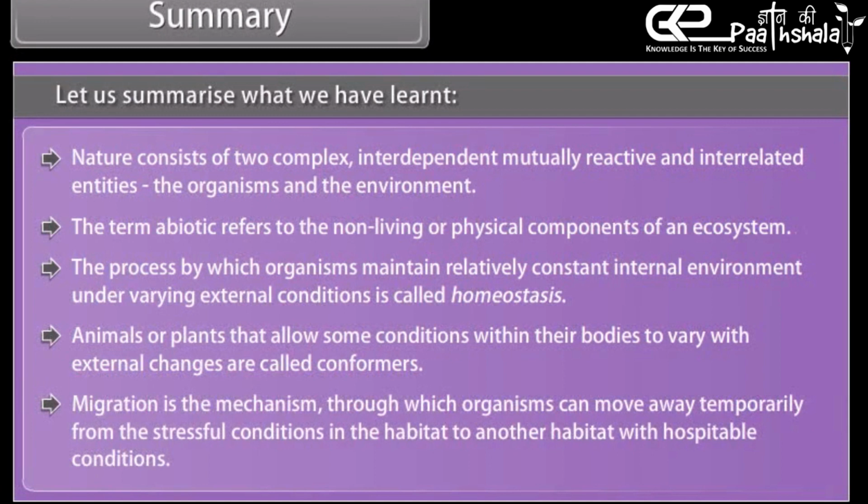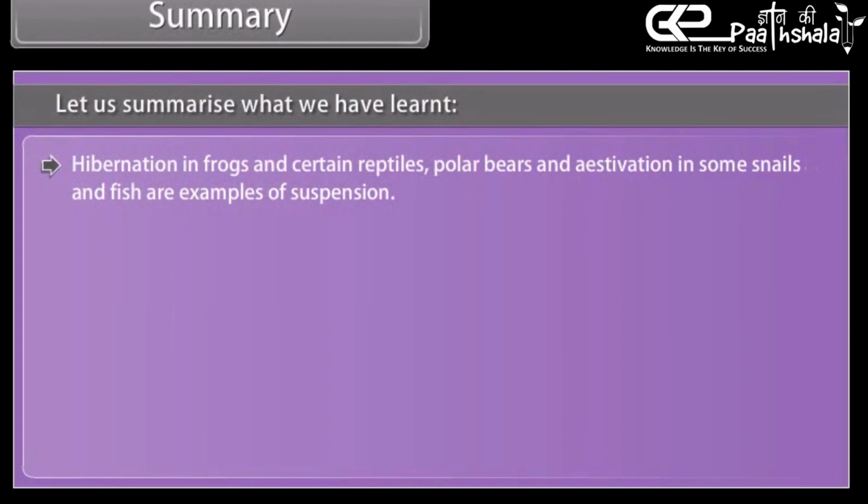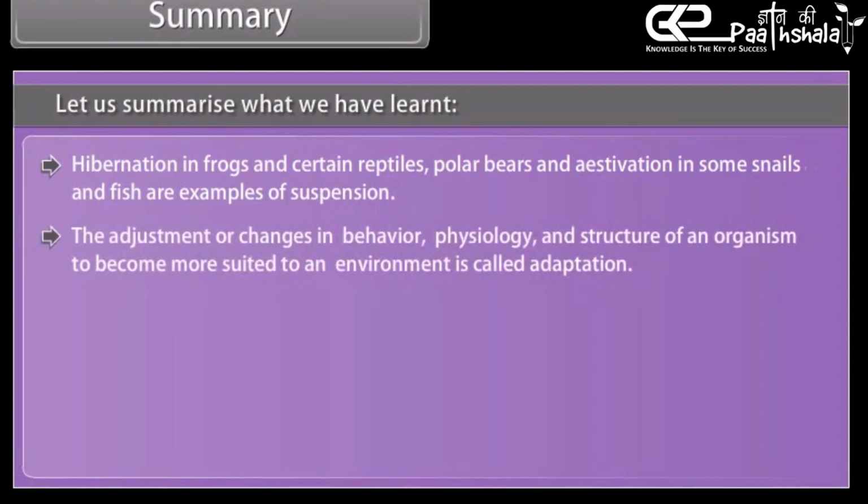Migration is the mechanism through which organisms can move away temporarily from the stressful conditions in the habitat to another habitat with hospitable conditions. Hibernation in frogs and certain reptiles, polar bears, and estivation in some snails and fish are examples of suspension. The adjustment or changes in behavior, physiology and structure of an organism to become more suited to an environment is called adaptation.